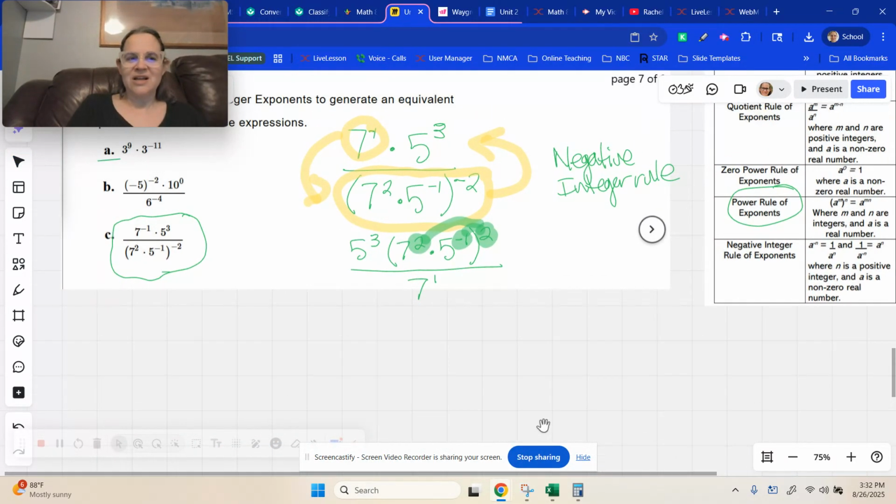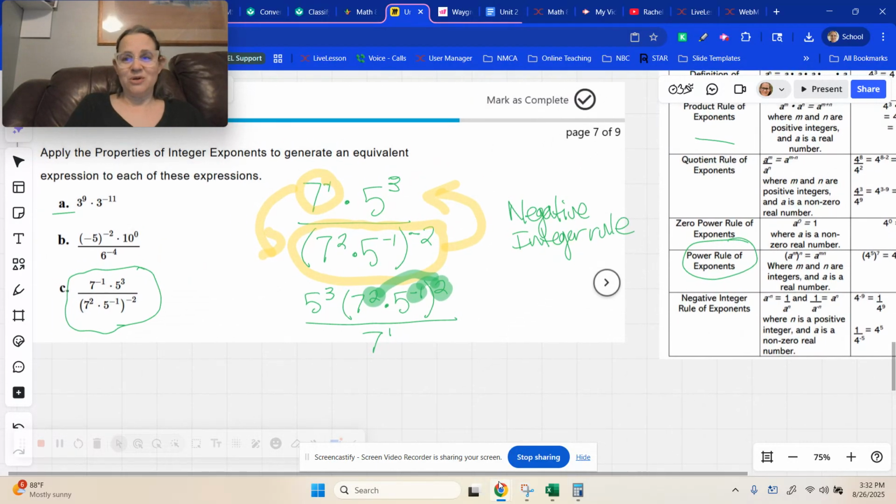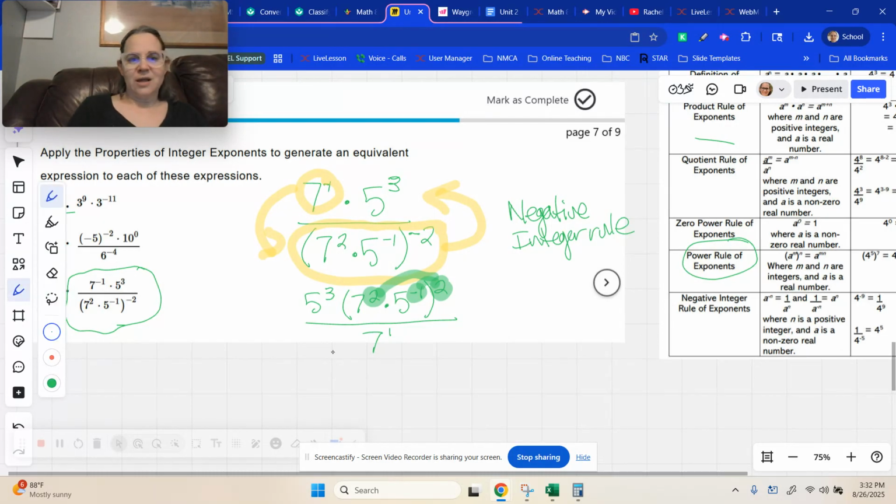Some more space here. If you're not doing these on paper, you should be. Oh my goodness, look how much work these are. All right, so basically, the 5 to the third and the 7 to the first power aren't going to change. But check out what I'm going to be doing here.